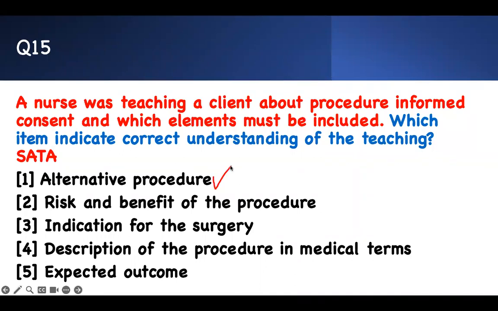Alternative procedure. Yes, you need to tell the patient that there's another procedure that can save their life. Risks and benefits of what you're going to do. What is the indication of the surgery you're going to do? You have to describe to them in medical terms. No, they are not medical folks, layman terms. So this is not included. Okay. Expected outcome. Yeah, what is going to happen when I let you cut me?